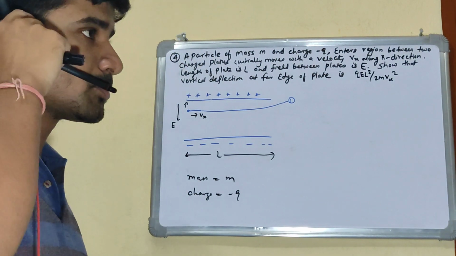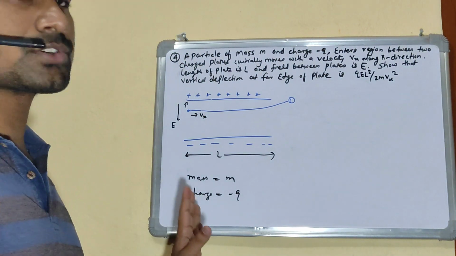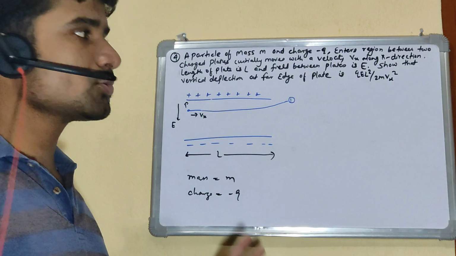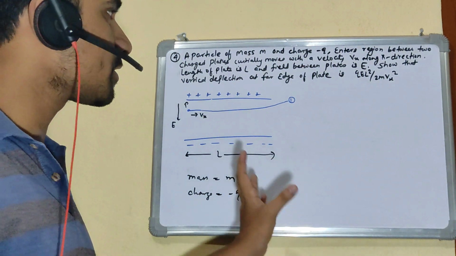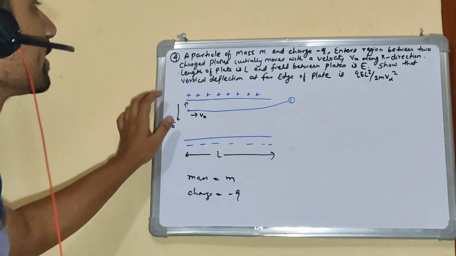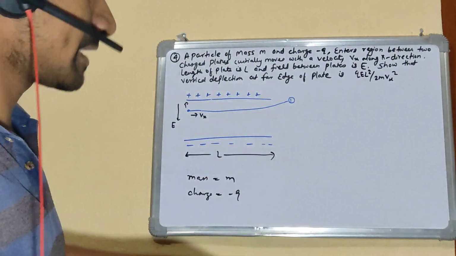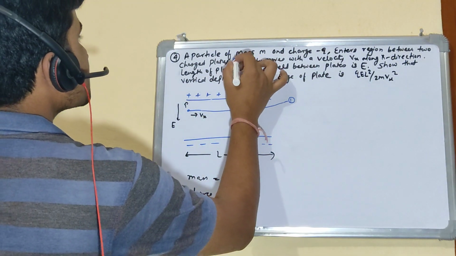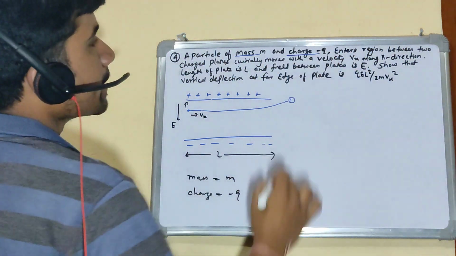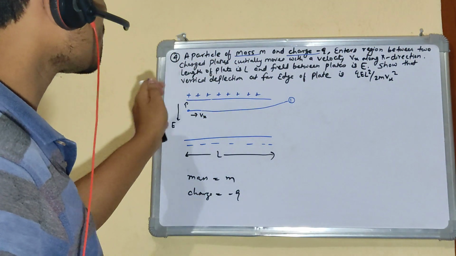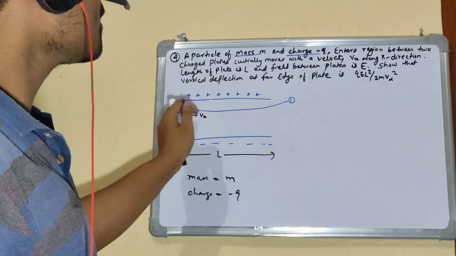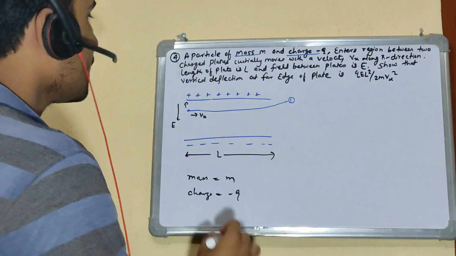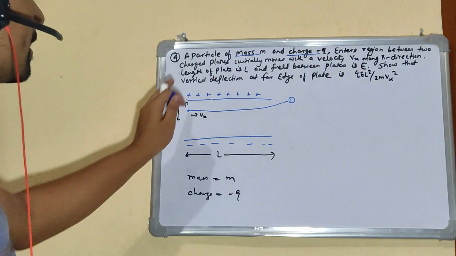Right. So let's move to our next question. This is a similar question to what we discussed in question number 2. Just the type of question is different. We need to prove some magnitude here. Okay. So it says that a particle of mass m and charge minus q enters a region between two charged plates, which are these, with a velocity vx along the x direction, right? You can see it here. The length of the plate is L.